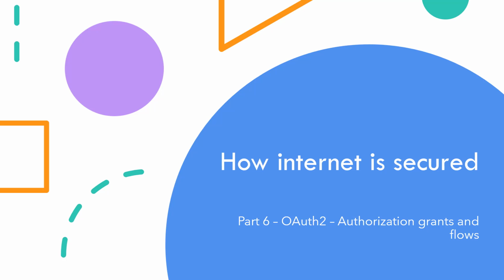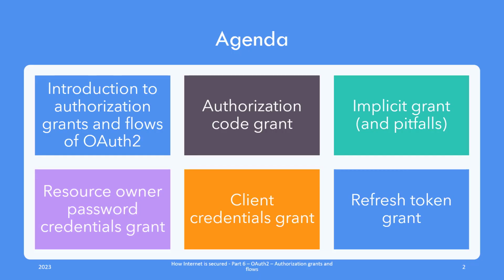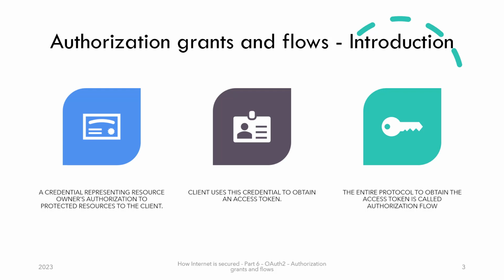In this video, we shall go over OAuth2 authorization grants and flows. We'll start by introducing authorization grants and flows, then deep dive into authorization code grant, which is by far the most popular. We'll touch implicit grants and why they are frowned upon, then review resource owner password, client credentials, and refresh token grants.